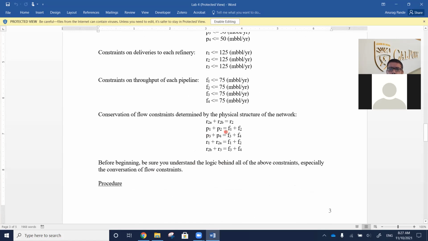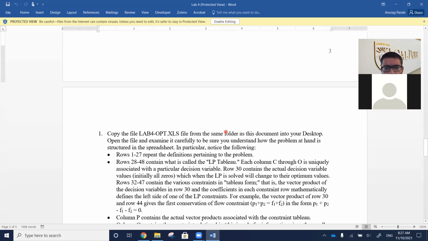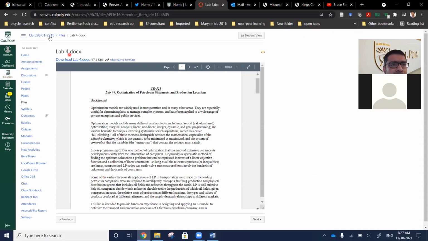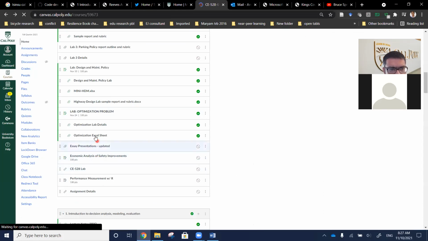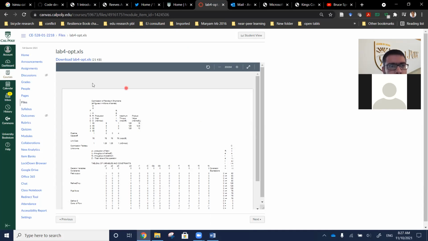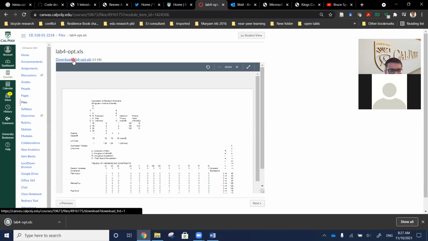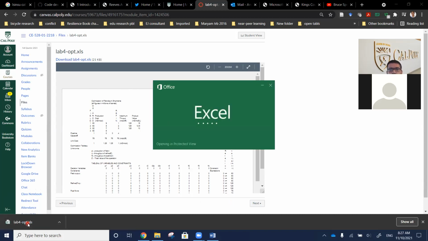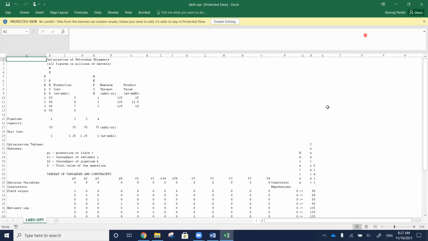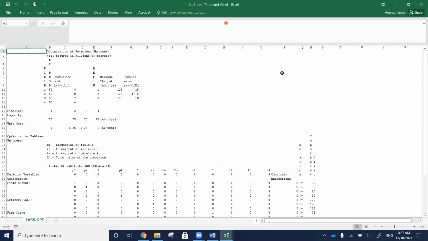So what I want you to do is review all these constraints and then look at this Excel spreadsheet that I've also provided to you. If you go and open this optimization Excel sheet, here is the Excel sheet that you could potentially see, and I'm going to go ahead and enable editing here too.